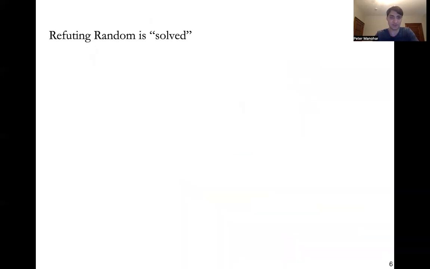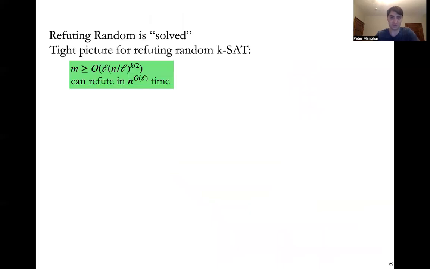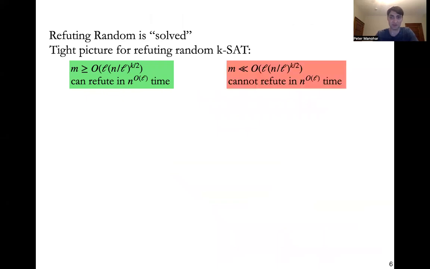So refuting random k-SAT instances in some sense is solved. We have this type of picture, which is when m is above this L times n over L to the k/2 threshold, we can refute in n to the order L time, and otherwise we cannot, assuming our algorithm is a sum of squares based algorithm, which pretty much every algorithm designed for this task is.